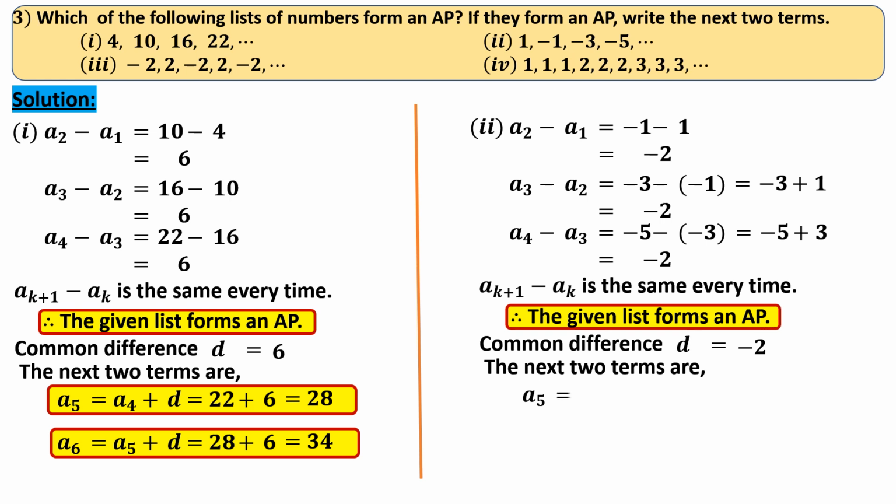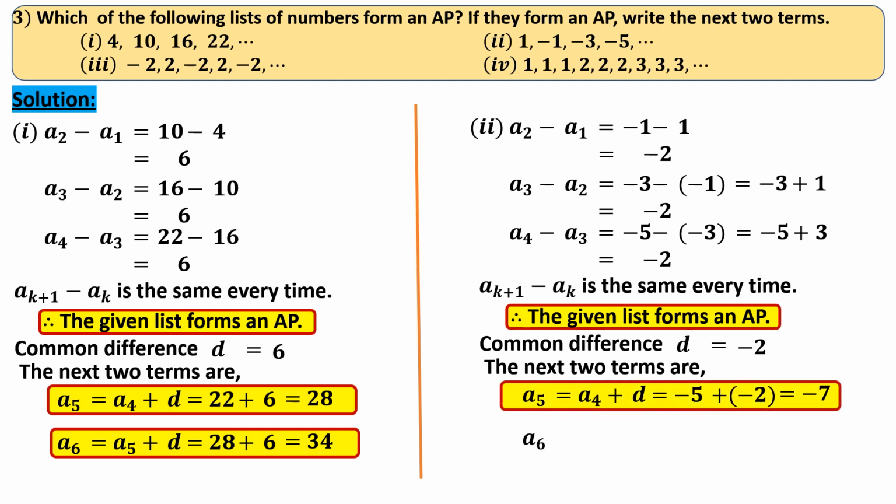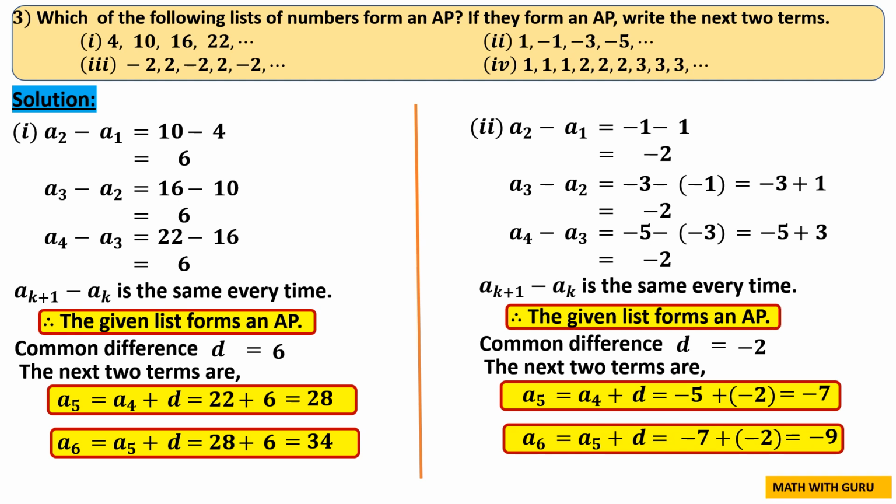The given list forms an AP. Common difference is D equals minus 2. The next two terms are A5 equals A4 plus D equals minus 5 plus minus 2, which is minus 7. A6 equals A5 plus D equals minus 7 plus minus 2 equals minus 9.